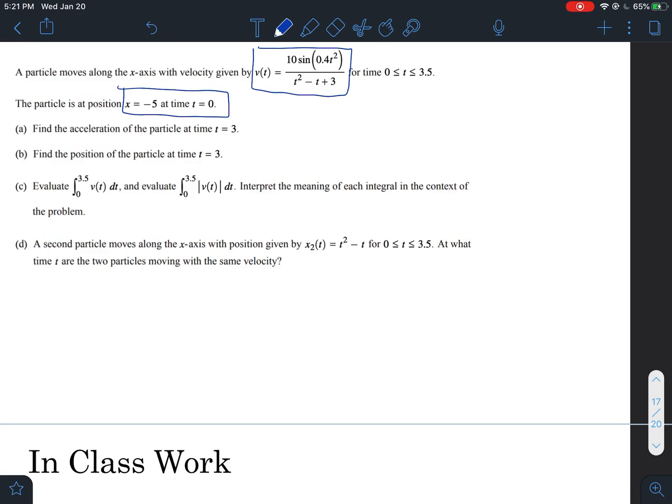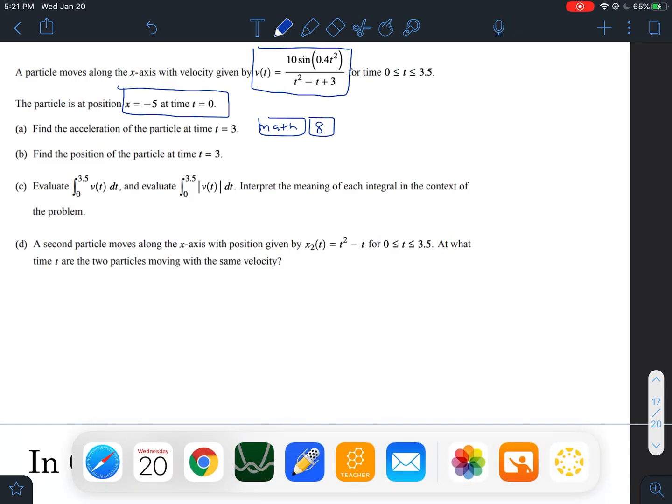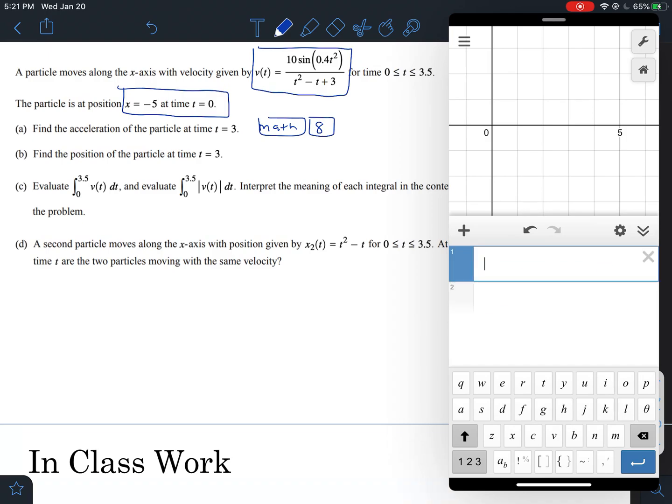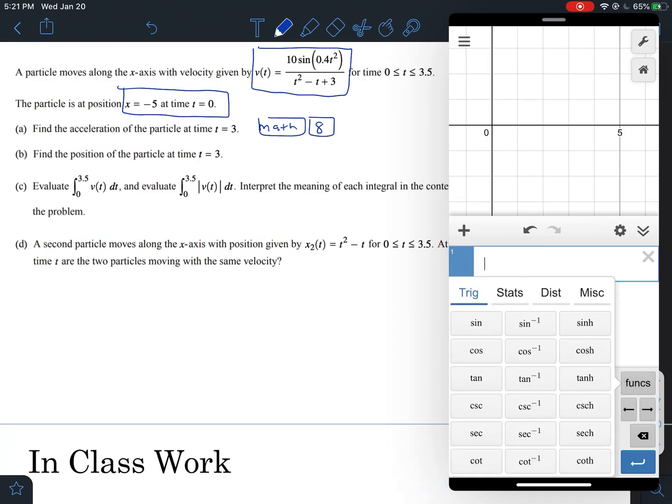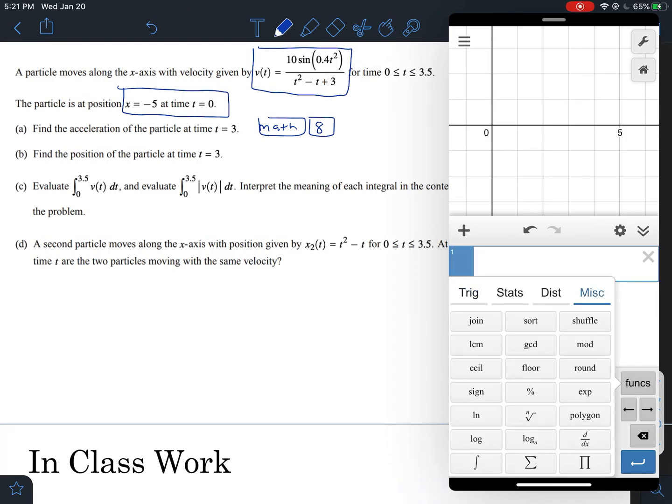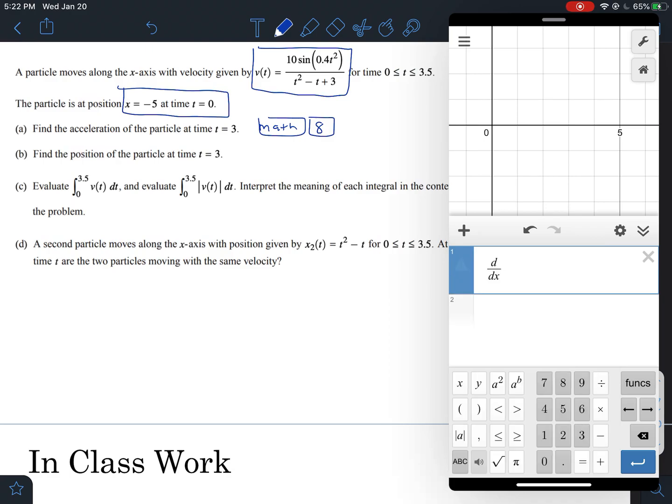So in order to do that, you would have to take the derivative. On your calculator, you can hit math and then 8, and that would take a derivative of that function. I'm actually not sure if Desmos can take derivatives by hand. Let's look at our functions, miscellaneous. Oh, it can. So Desmos is going to allow us to take the derivative at time equals 3.